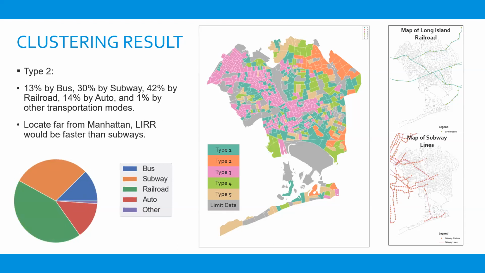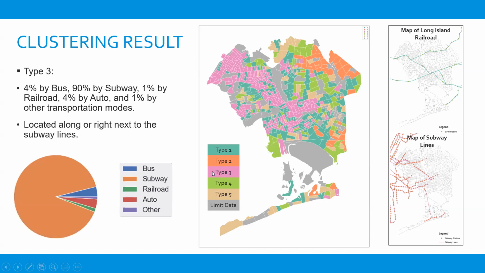The type 2 category, we can see here, a lot of people are taking the railroad. From the map, type 2 is the orange census tract located here. It makes a lot of sense because this is the location where Long Island Railroad has multiple stations. So people can get to Midtown Manhattan very fast and conveniently by railroad. So people would prefer to choose railroad instead of subway.